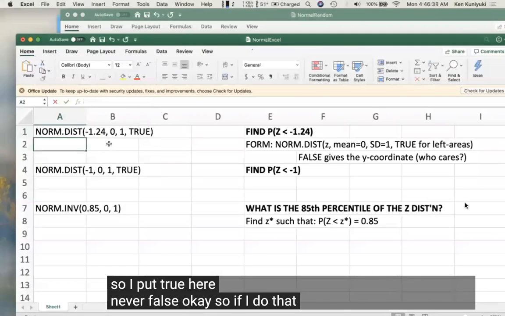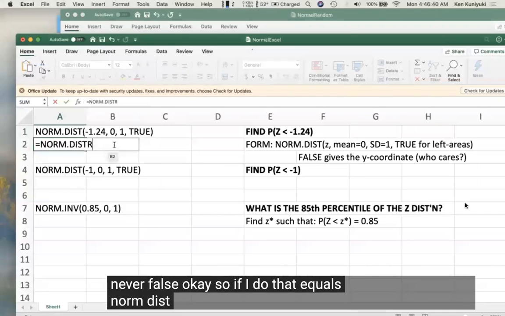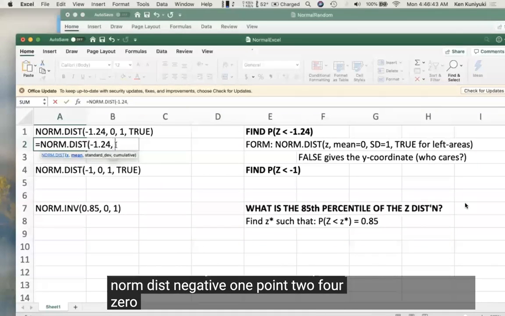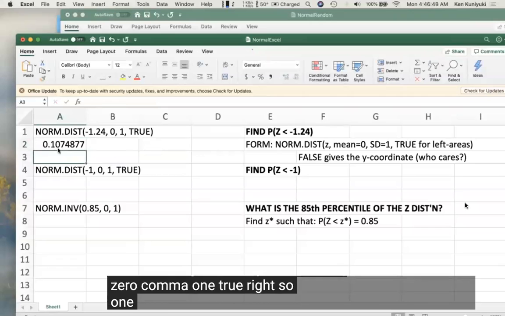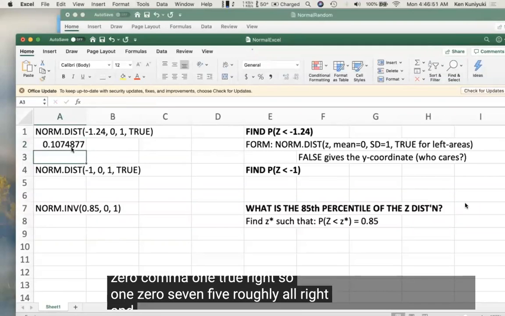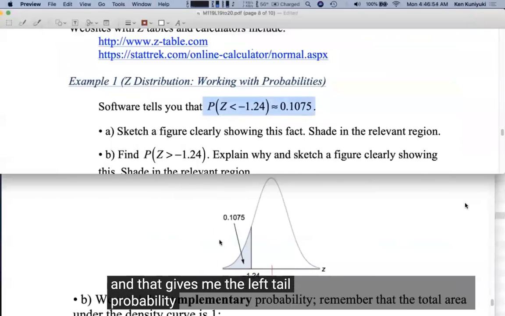So if I do that, equals norm.dist, negative 1.24, 0, 1, true, I get roughly 0.1075. And that gives me the left tail probability.